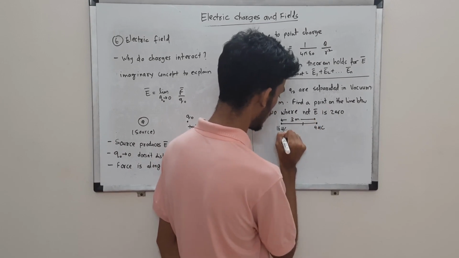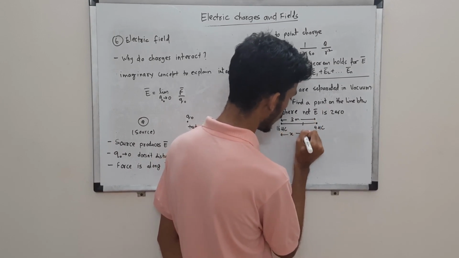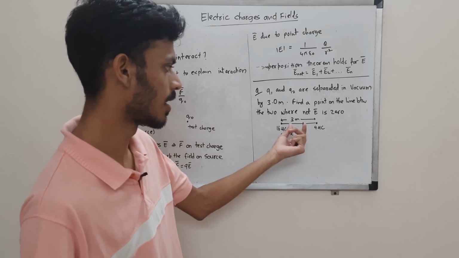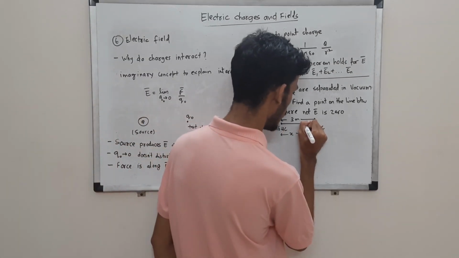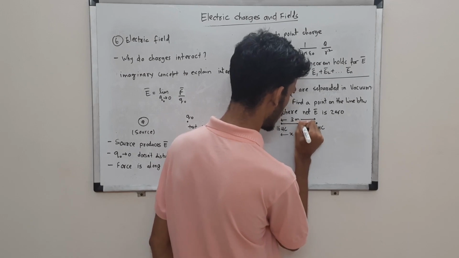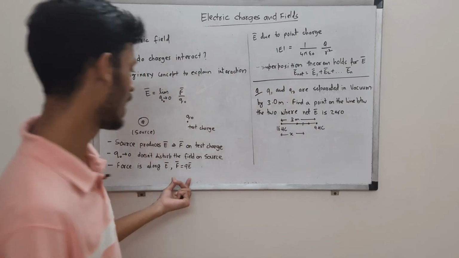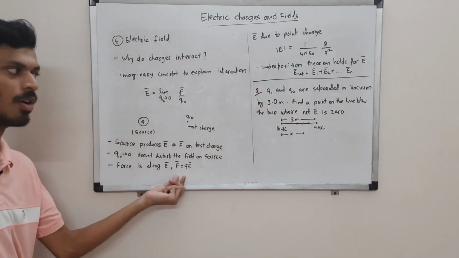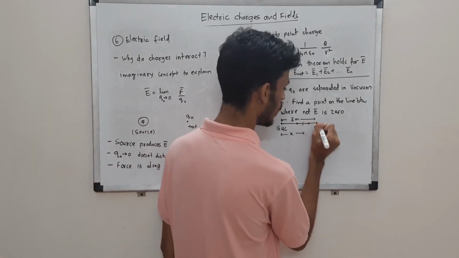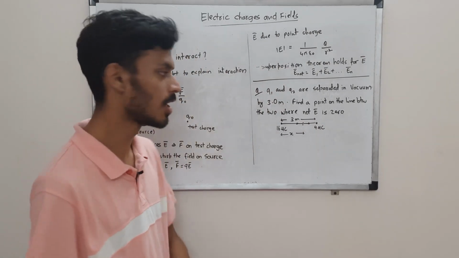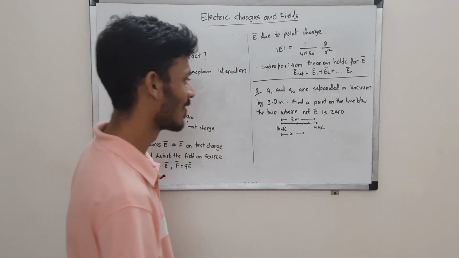Now I'm being very careful as I'm drawing this x, because it will be closer to your 4 microcoulombs than 16, right? Inversely proportional. So here the field due to this one and this one should cancel. Field is directly related to force, so if the field becomes 0, force should also become 0 at that point. So I'm placing it closer to the 4 microcoulombs, the smaller charge, because I know why.